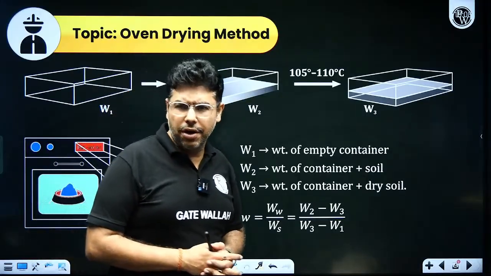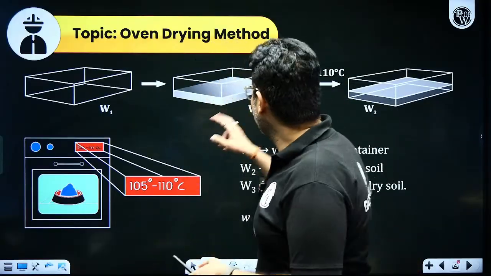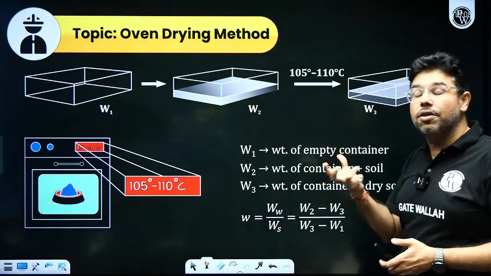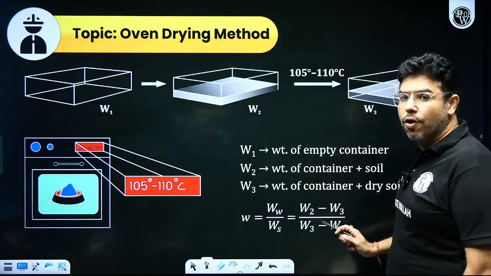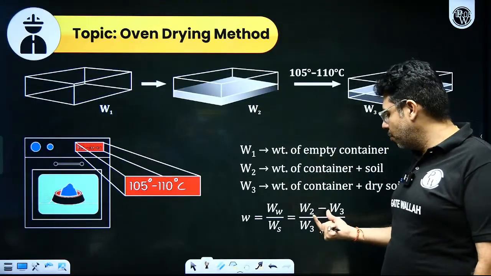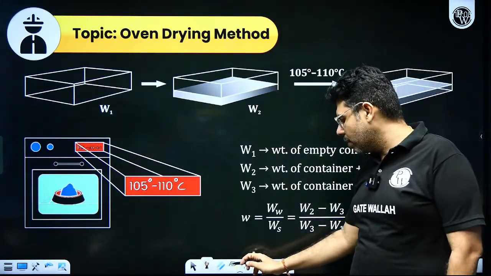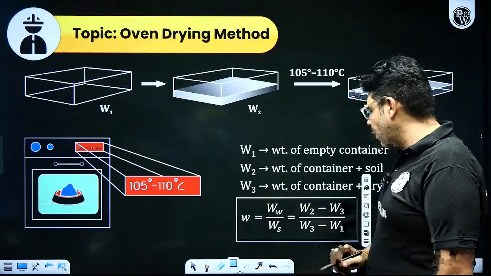Now what is water content? Water content is weight of water by weight of solids. Now the difference in weight W2 and weight W3 is nothing but the weight of water only. So W2 minus W3 is the weight of water, and the weight of solid is the weight of dry soil, that is W3 minus W1. So this is how you can calculate the water content using the oven drying method.